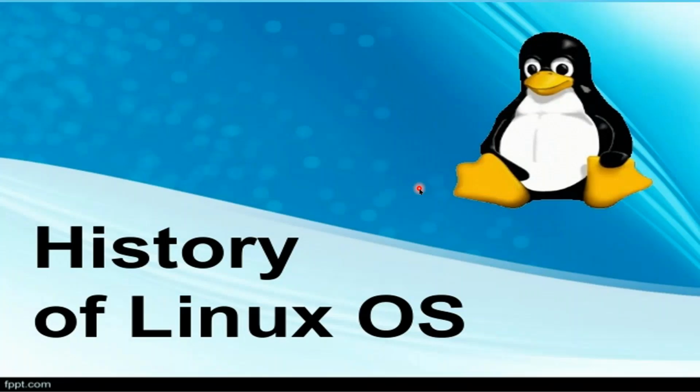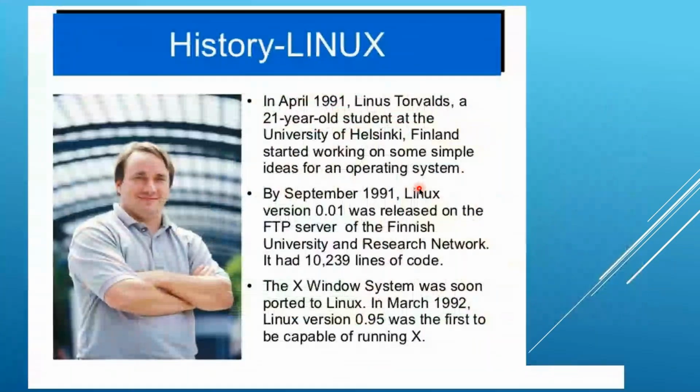So, the history of Linux. Mr. Linus Torvalds developed the Linux kernel. In April 1991, Linus Torvalds, a 21 year old student at the University of Helsinki, Finland, started working on some simple ideas for an operating system. By September 1991, Linux version 0.01 was released on the FTP server of the Finnish University and Research Network. This is the first version, 0.01. For this first version, he wrote 10,239 lines of code.